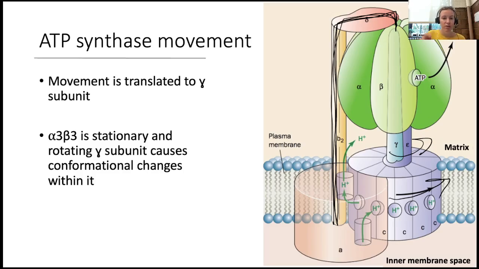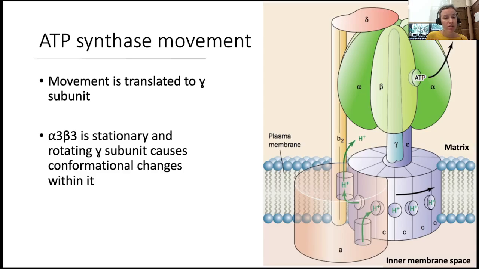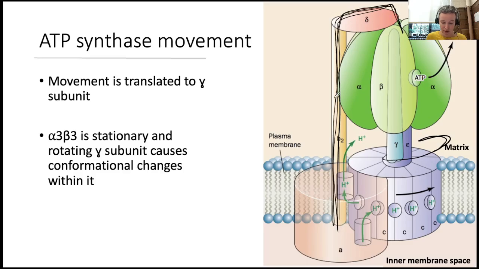Now the movement that we saw of that C ring rotating around is translated through the gamma subunit, right? So when C rotates, gamma rotates. However, the alpha 3 beta 3 subunits do not rotate because we have this other protein subunit, folks, that's kind of holding on to them. So up here at the top, we are not rotating, even though gamma in the middle here is rotating within the alpha 3 beta 3.